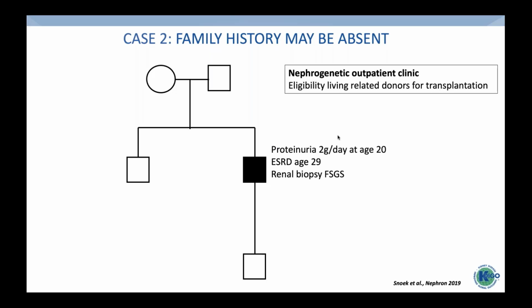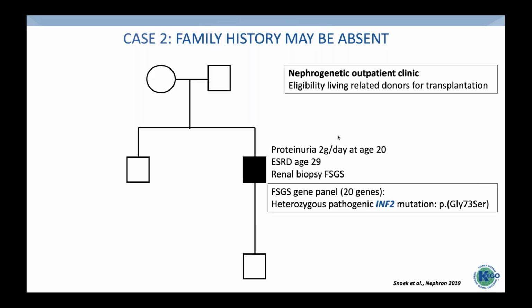This is another slide where, in spite of family history, sometimes the family history is completely absent, and this is also important to show you. This is a male patient who had end-stage renal disease by the age of 29, and on his renal biopsy there was FSGS. This patient came to our clinic because he wanted to know whether any of his family members could be a kidney donor for him.